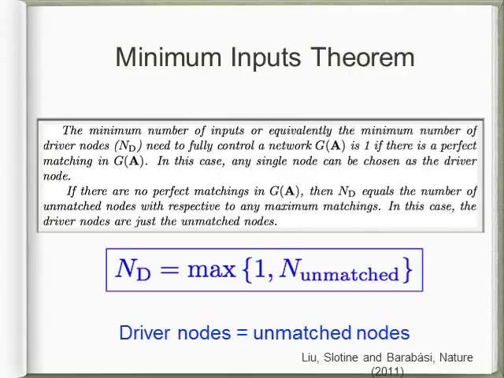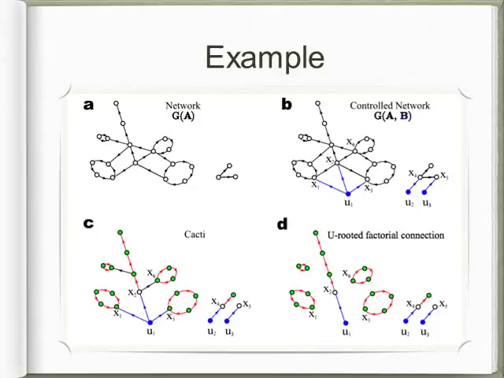So let me give you an example. This example I showed you a few slides before. We have this network, and we control this network with three inputs. And we know there's a cacti structure. I mentioned that underlying the cacti structure, actually there is a so-called U-rooted factorial connection, which is nothing but a set of directed paths and directed circles. You see that those directed paths and directed circles, which are colored in red, are nothing but a max matching. And because we solve the max matching problem, the number of unmatched nodes is guaranteed to be the minimum.